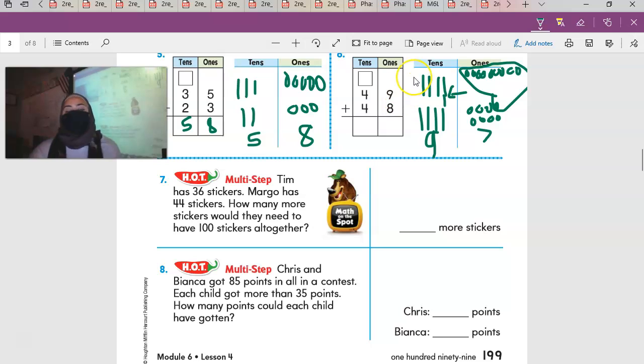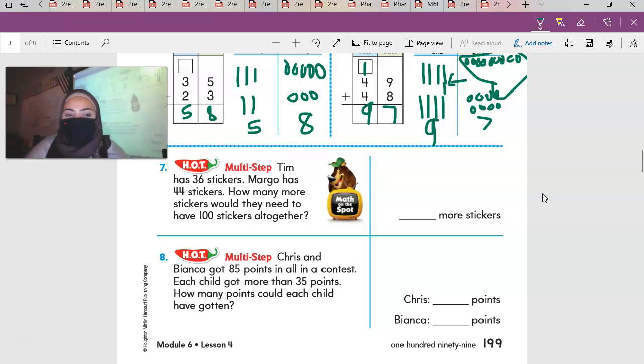9 plus 8, you can use a doubles facts to figure that out. You can say 8 plus 8 is? 16. Good. 8 plus 8 is 16, plus 1 more is? 17. 7, and the 1 goes upstairs. 4 plus 4 is? 8. 8, plus 1 is? 9. 97. Woohoo. All right, if you don't have that, make sure you write it down.